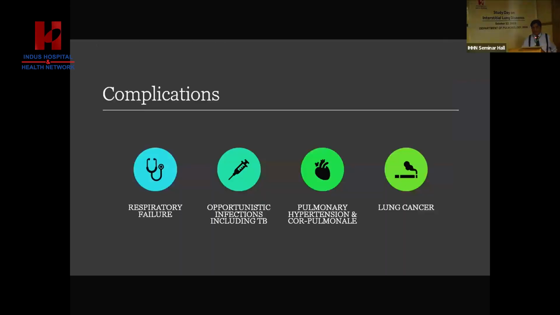The last slide is on complications: respiratory failure, type 1 or type 2. Eventually, all type 1 turns into type 2. Look for opportunistic infections, including tuberculosis. Don't forget TB. Pulmonary hypertension has to be considered and treated accordingly. And the last is to look for the possibility of lung cancer.